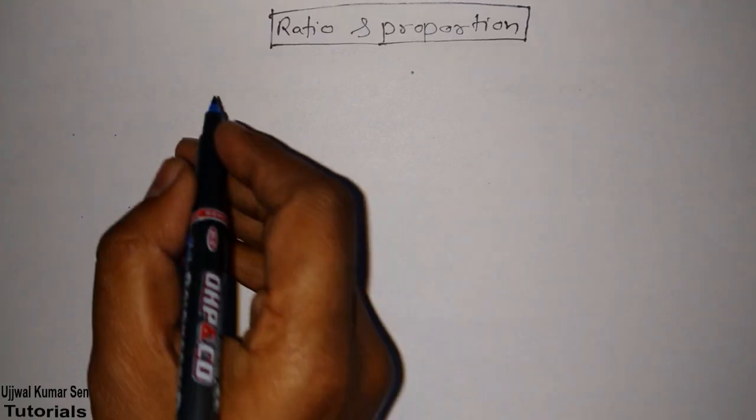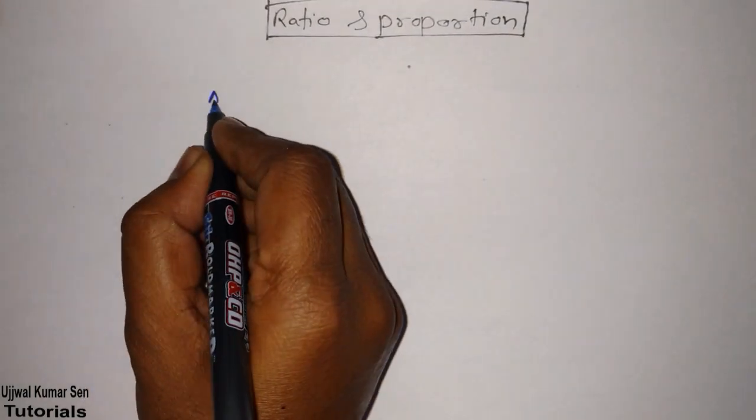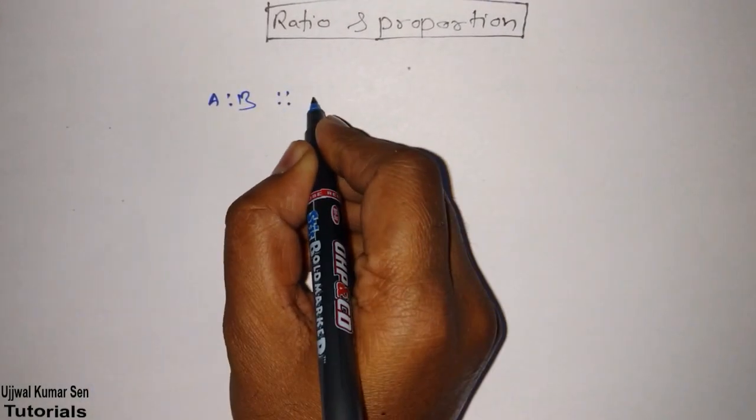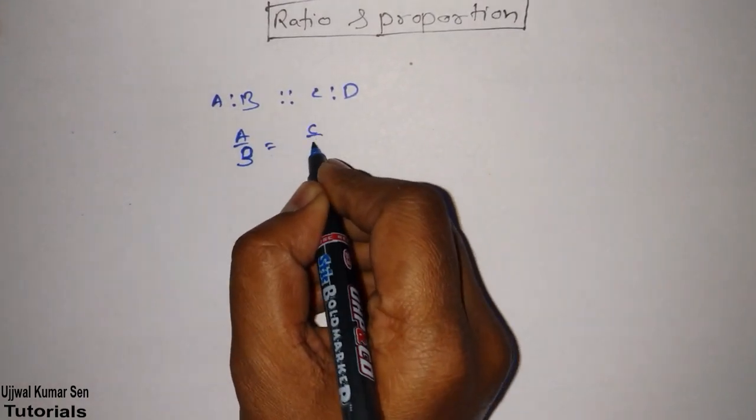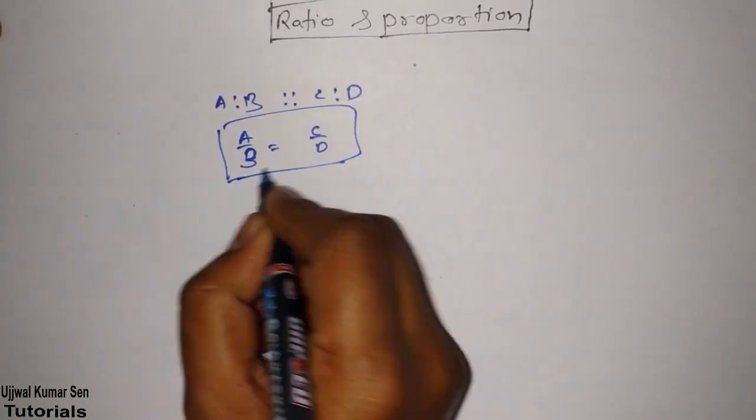Alright, so basically what is ratio? Suppose that A is to B, double is to C is to D, that means A by B is equal to C by D. Okay, so this is known as ratio.